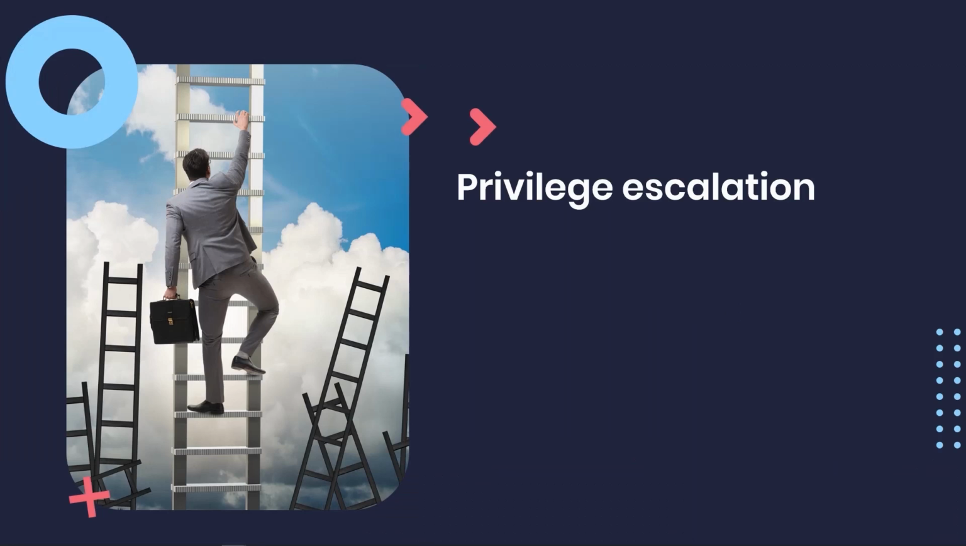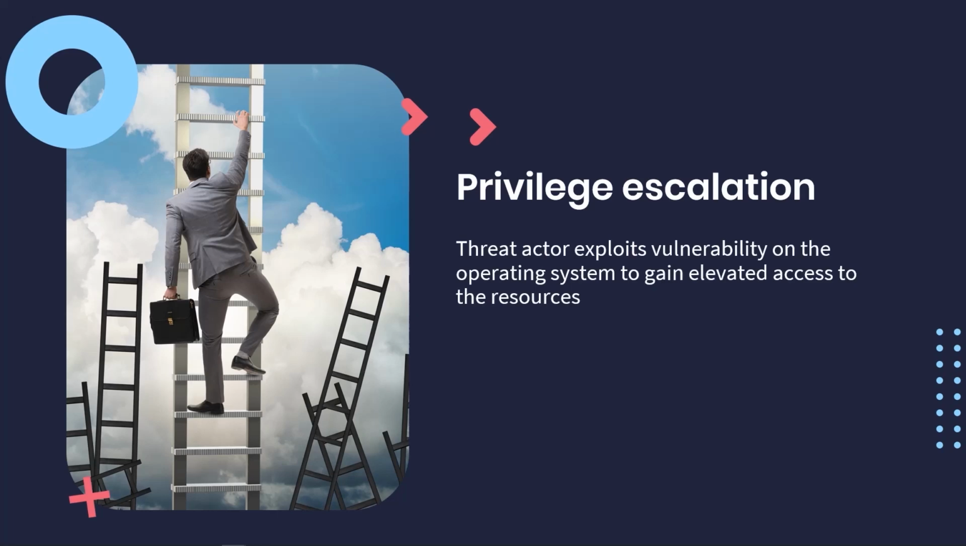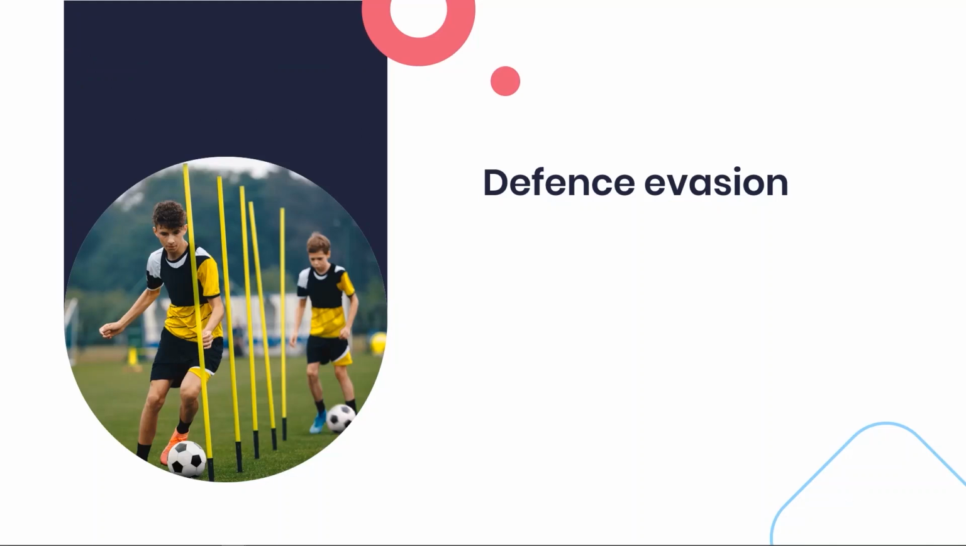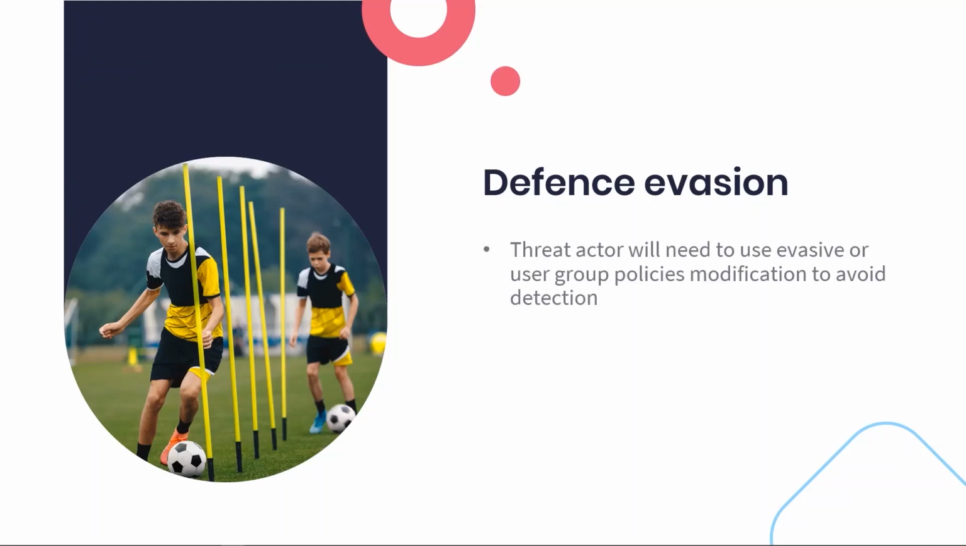The privilege escalation stage is often confused with the persistent stage because there are similarities. But at this stage, the threat actor can exploit the vulnerability on the running operating system to gain elevated access to certain resources.